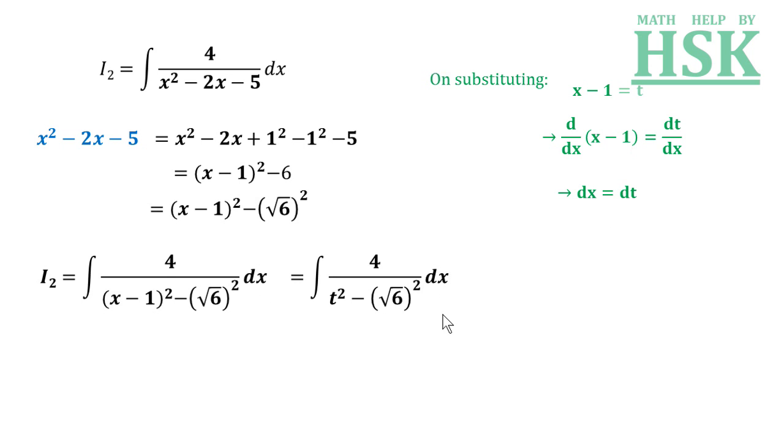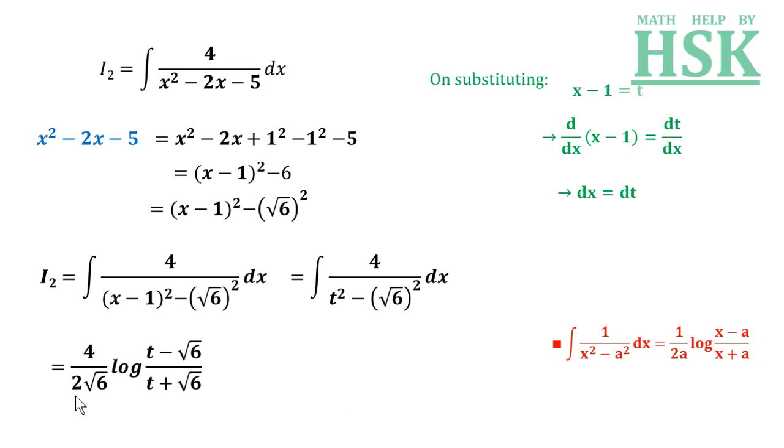Using the formula that integration of 1 upon x square minus a square dx is equal to 1 upon 2a log of x minus a upon x plus a, I can write this as equal to 4 upon 2 root 6 log of t minus root 6 upon t plus root 6. Replacing the value of t as x minus 1 and simplifying, cancelling 2 with this 4, I can write this as equal to 2 upon root 6 log of x minus 1 minus root 6 upon x minus 1 plus root 6.